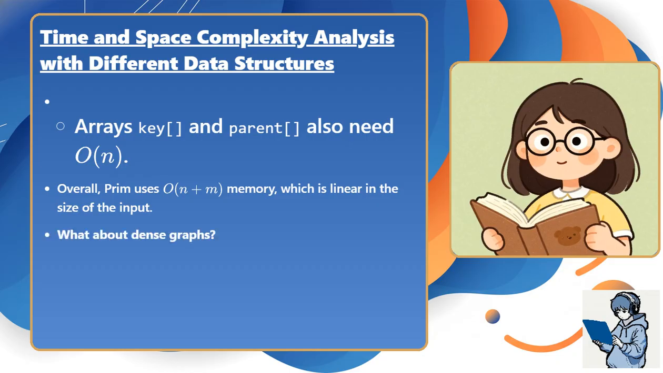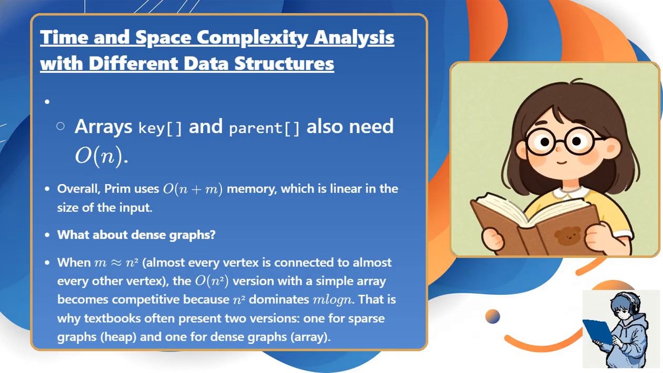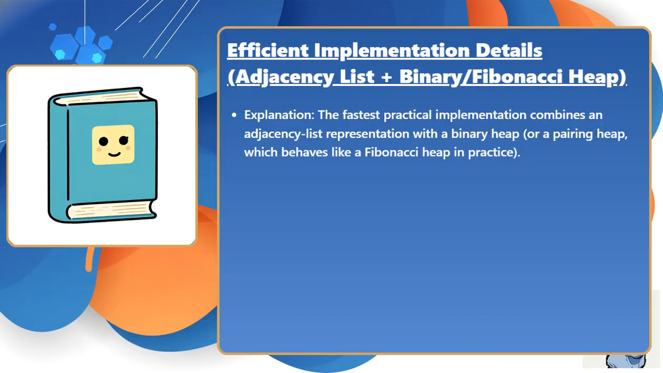What about dense graphs? When m is approximately n squared, almost every vertex is connected to almost every other vertex. The O(n squared) version with a simple array becomes competitive because n squared dominates m log n, and that is why textbooks often present two versions, one for sparse graphs (heap) and one for dense graphs (array). Explanation: the fastest practical implementation combines an adjacency list representation with a binary heap or a pairing heap, which behaves like a Fibonacci heap in practice.